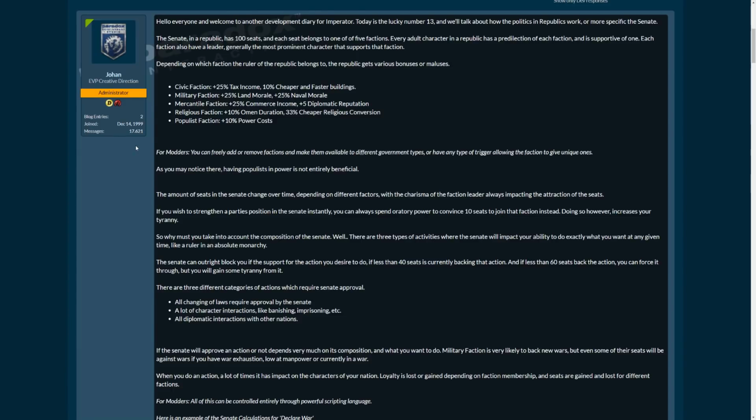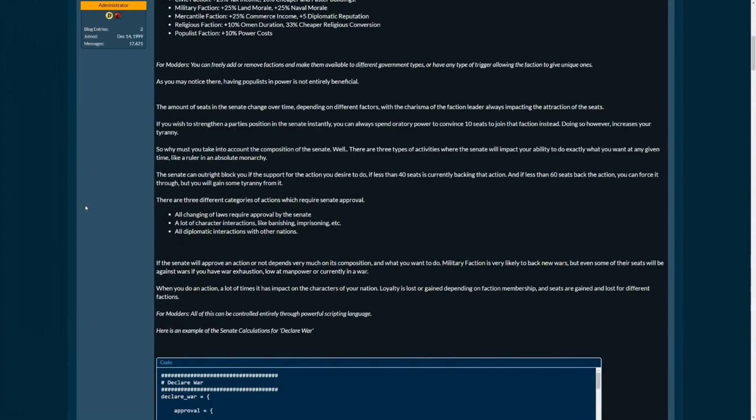It's just not good. The amount of seats in the Senate changes over time depending on different factors, with the charisma of the faction leader always impacting the attraction of the Senate. If you wish to strengthen a party's position in the Senate instantly, you can always spend oratory power to convince 10 seats to join that faction instead. Doing so, however, increases your tyranny.